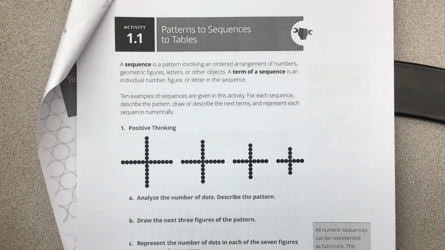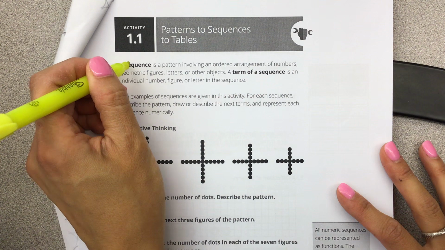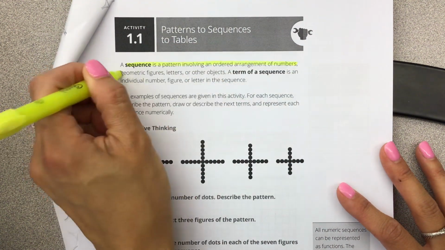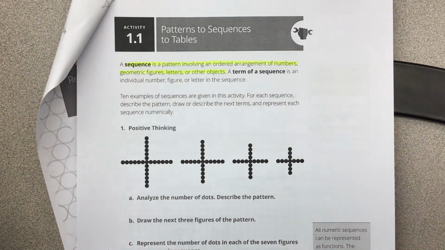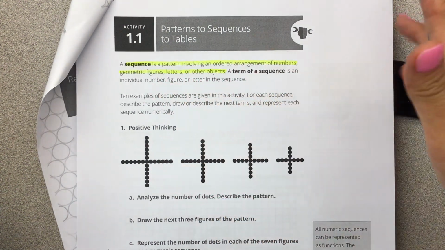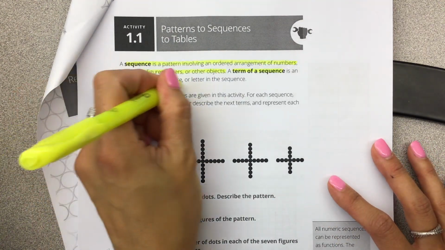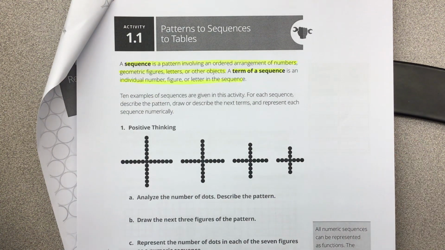So if you like puzzles or patterns, this might be a unit that you love. Up here, a sequence is a pattern involving an ordered arrangement of numbers, geometric figures, letters, or other objects. So a sequence is just a pattern. Sometimes it's numbers, sometimes it's shapes, sometimes it's letters, sometimes it's other objects. And then a term of a sequence is the individual number, figure, or letter in the sequence. So a sequence is the whole thing, the whole pattern. And then a term would be like the third item in the pattern or the fourth item in the pattern.